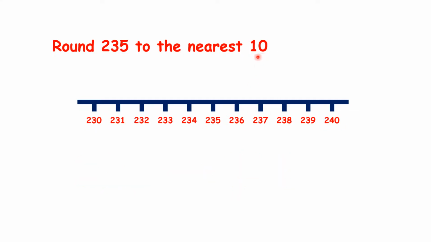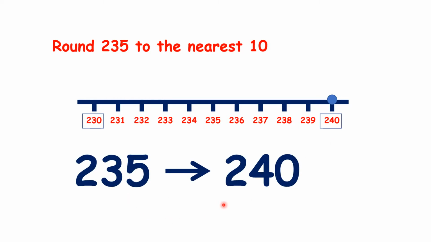Now let's recap rounding to the nearest 10. 235 is right in the middle of 230 and 240. If we go back 5, we get to 230, but if we go forward 5, we get to 240. And with rounding, if a number is right in the middle of what we're rounding to, we always round up. So to the nearest 10, 235 rounds to 240.